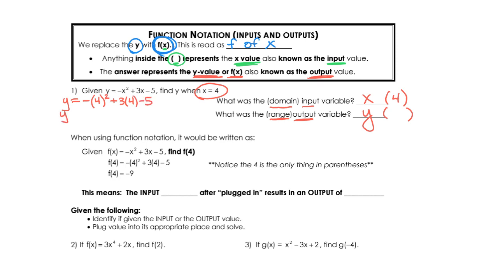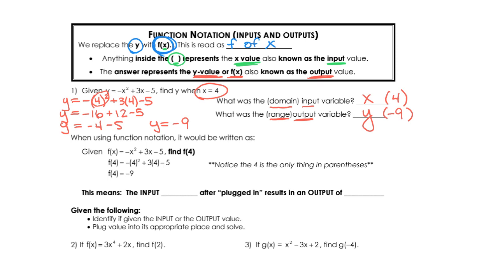We can do this by hand because you guys should know how to do things by hand. But in this very first one, exponents first. And so 4 squared is 16, and then the negative goes in front of it, so it becomes negative 16. 3 times 4 is 12, and then minus 5. Negative 16 plus 12 is negative 4 minus 5. And negative 4 minus 5 gives us a y value of negative 9. And that's what our output is.